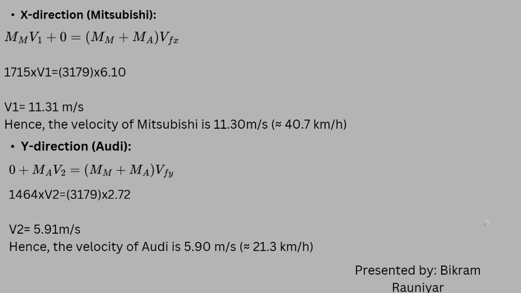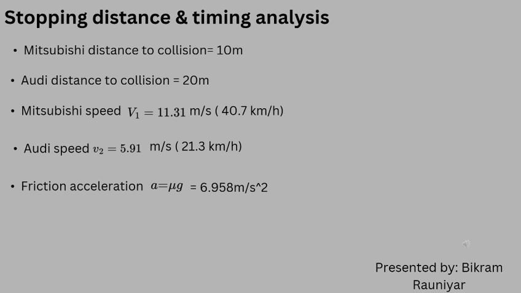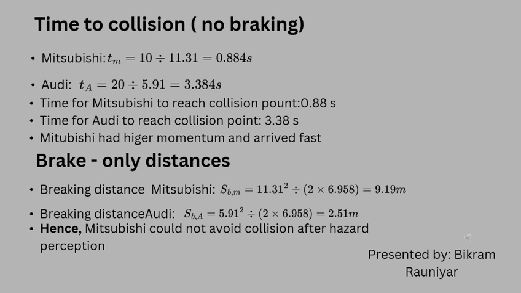Now we will analyze the stopping distance and the timing. The distance between the Mitsubishi and the collision point is 10 meters, and for the Audi it is 20 meters from the collision point, and the given parameters are also included. Now we will calculate the time to collision when no brake is applied. Time for the Mitsubishi to reach the collision point is 0.88 seconds, and for the Audi is 3.38 seconds. So the Mitsubishi had higher momentum and arrived faster. The braking-only distance is 9.19 meters for the Mitsubishi, and 2.51 meters for the Audi. Hence the Mitsubishi could not avoid collision.